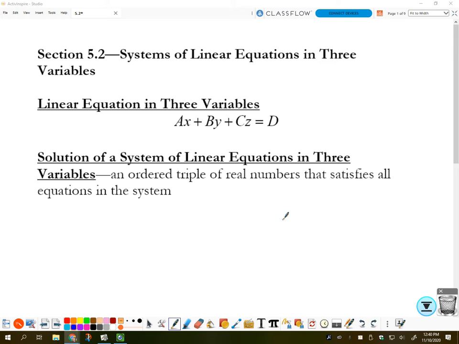so section 5.2, we are solving systems just like what we did in section 5.1, except that there's more to it because there's more things to find. But it's the same concepts, you just have more to do in a problem.